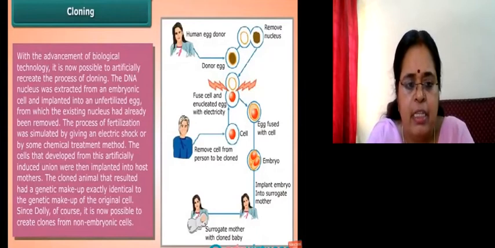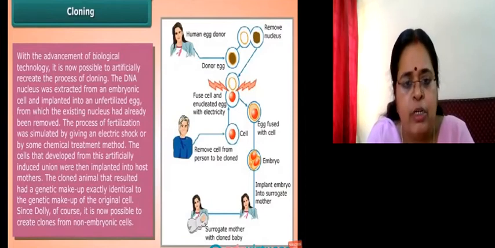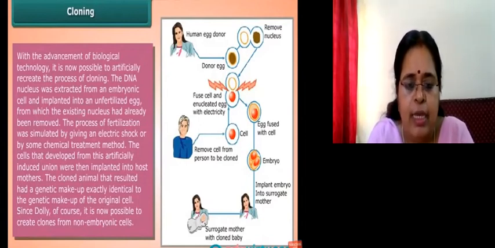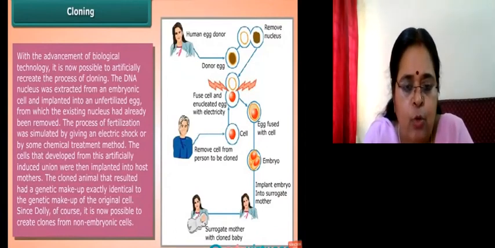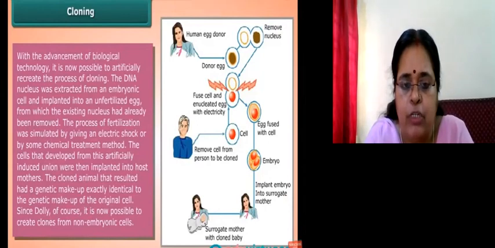The cloned animal might be genetically exactly identical, and it is now possible to create clones. But the process of fertilization was simulated by giving some electric shock or by some other chemical treatment method. But then the lifespan or longevity of the organism cannot be guaranteed when cloning is done. Okay, so this was just a brief idea about cloning, but this topic is not so important for your examination. It is just for your information.